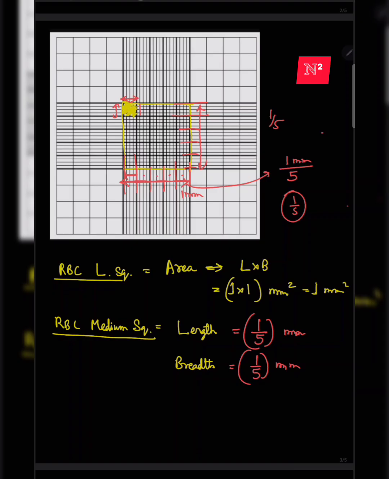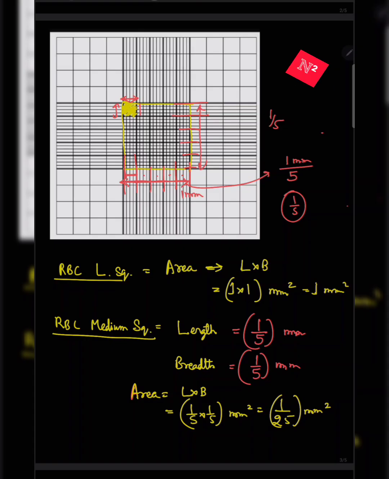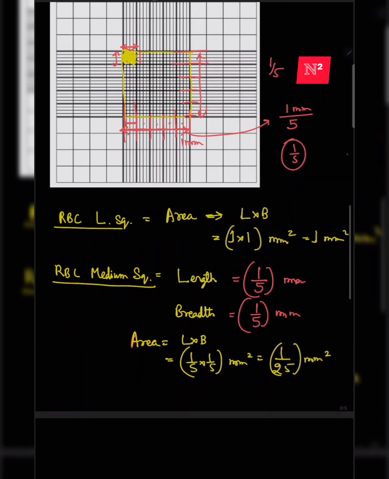Okay, now we have found the length and breadth of the RBC medium square. So what will be the area? The area will be length into breadth, so 1 by 5 into 1 by 5 millimeter square. So you should get the value of 1 by 25 millimeter square. Okay, now let's calculate the smallest square.